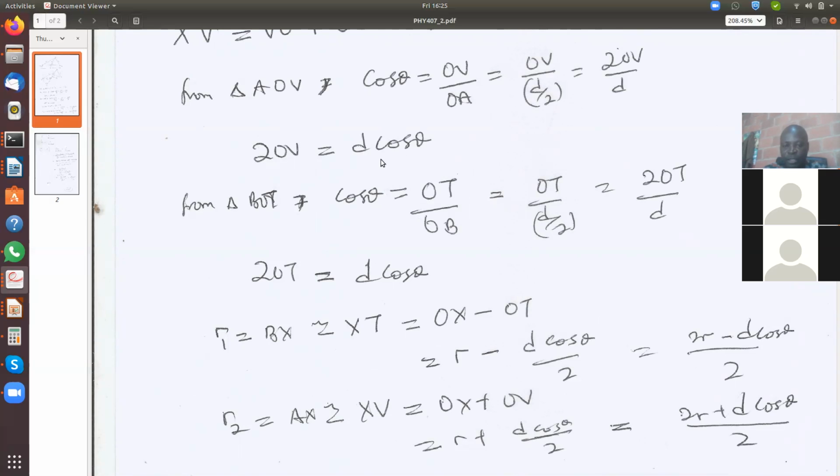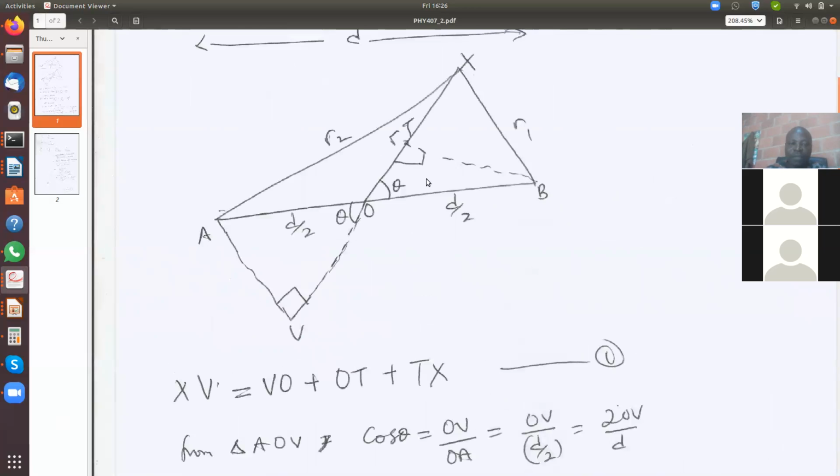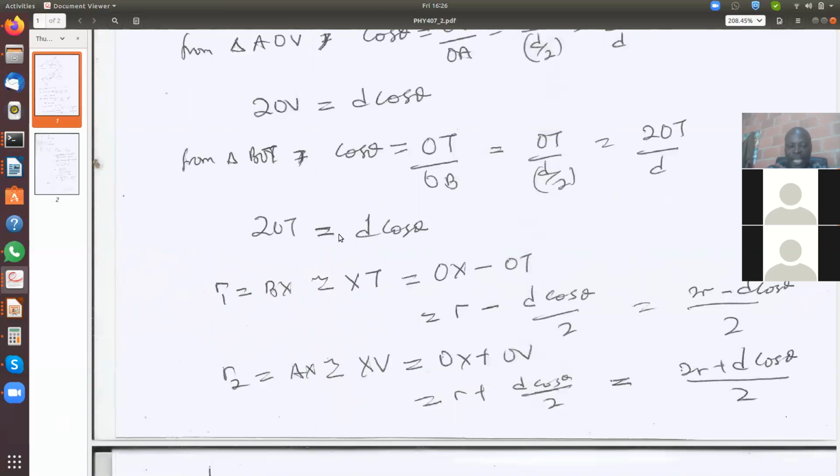Where is this? OT. This is our OT. So if we perform the operation, the denominator is 2, the common factor between them is 2. Then you have something like this. If we do the same thing for R2, in R2, you see that the distance from here to here is R2, which is AX. And it's more or less like AVX, this distance. So if that holds, we can now say that SB is equal to OX plus OV.